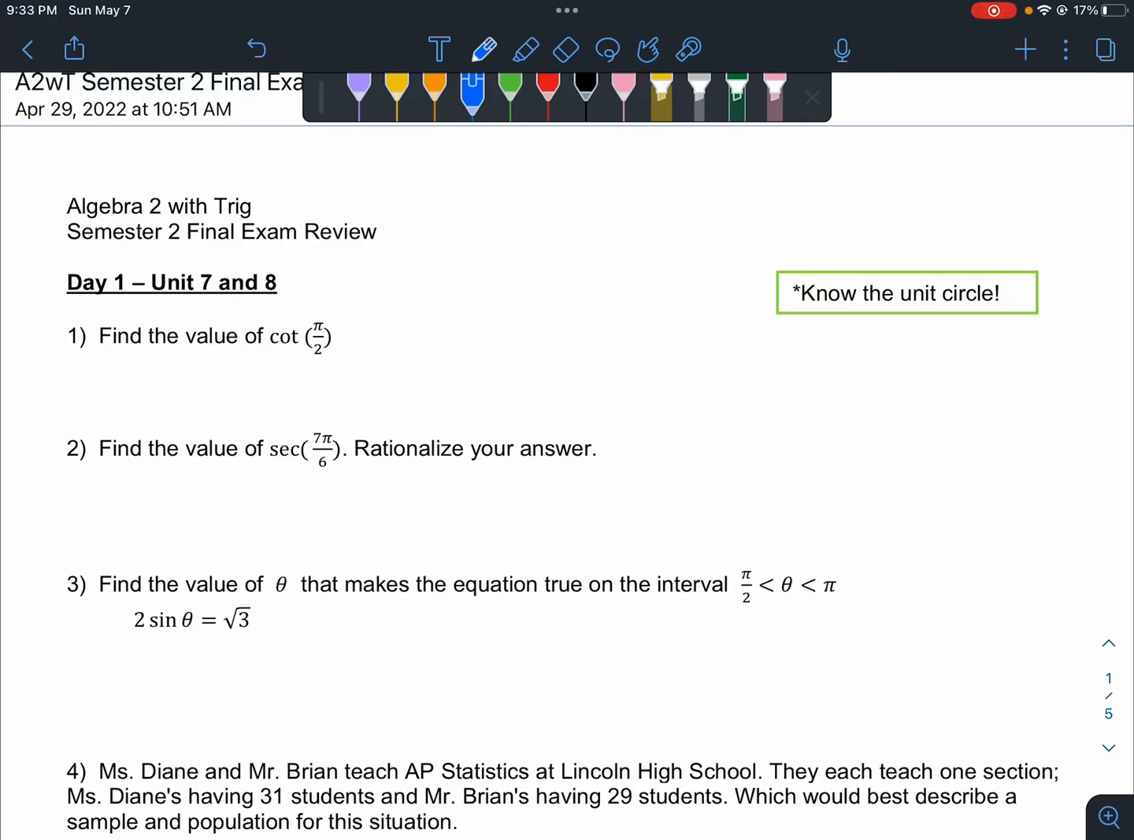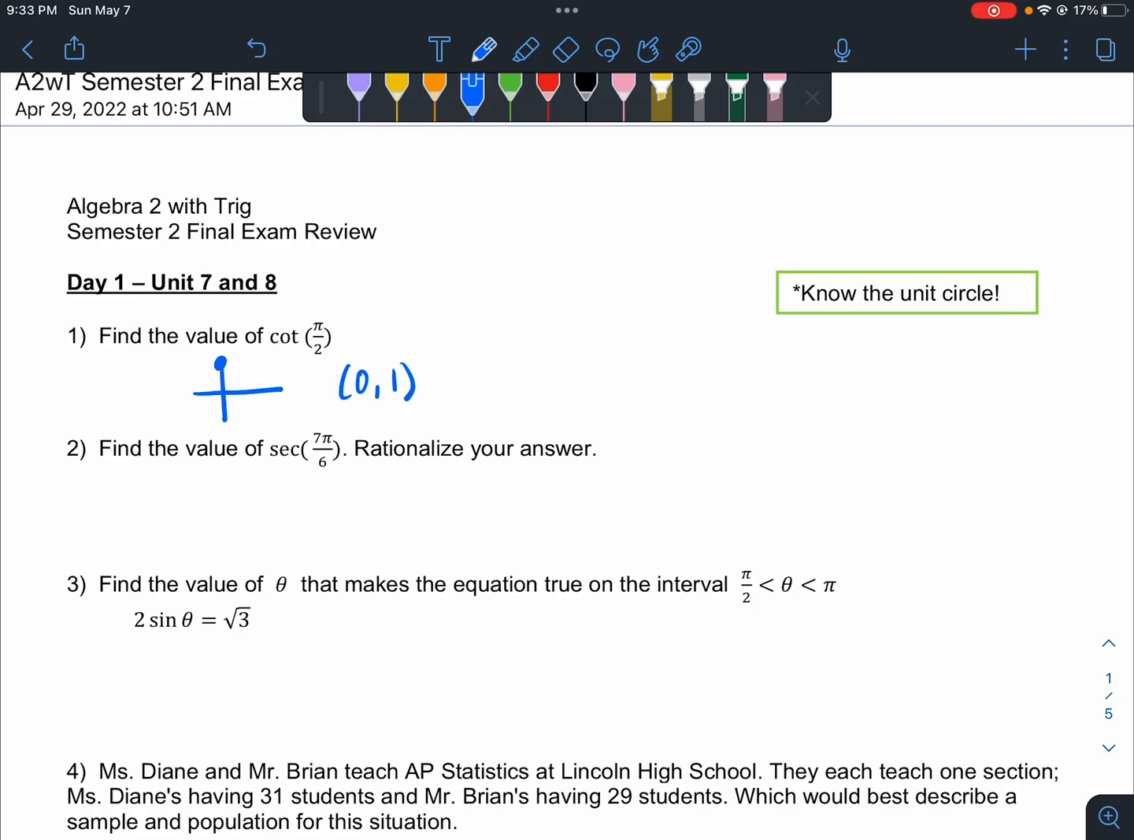Okay, so for day 1, we will review Unit 7 and Unit 8. For question 1, we want to find the value of cotangent of pi over 2. So you have to know your unit circle. Pi over 2 is right here at the 90 degrees. So that terminal point is (0, 1).